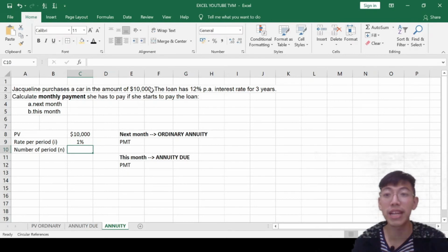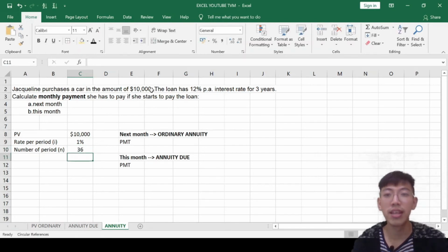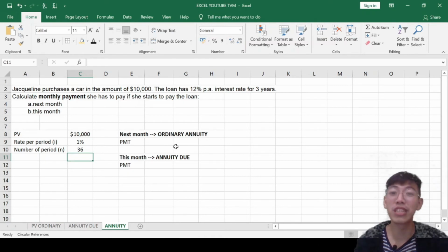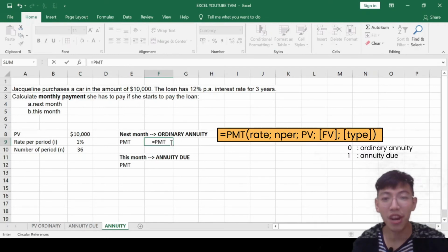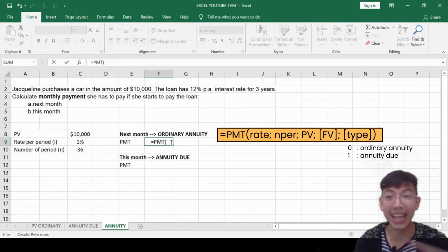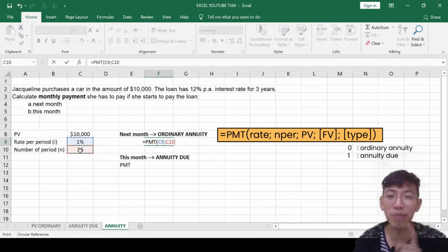It is 1%. How about the N? Because it is 3 years, just 3 times 12. It is 36. Now, how to calculate PMT for ordinary annuity? So, equals, use this formula. PMT, open bracket, the rate, same, 1%. The NPER is 36. And then the PV. Okay, as I mentioned before, PV and PMT will have different signs.